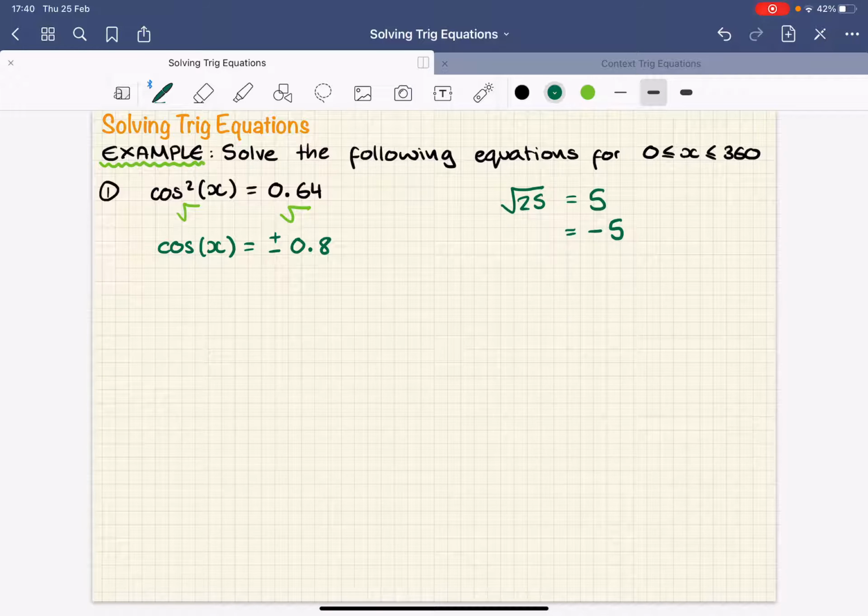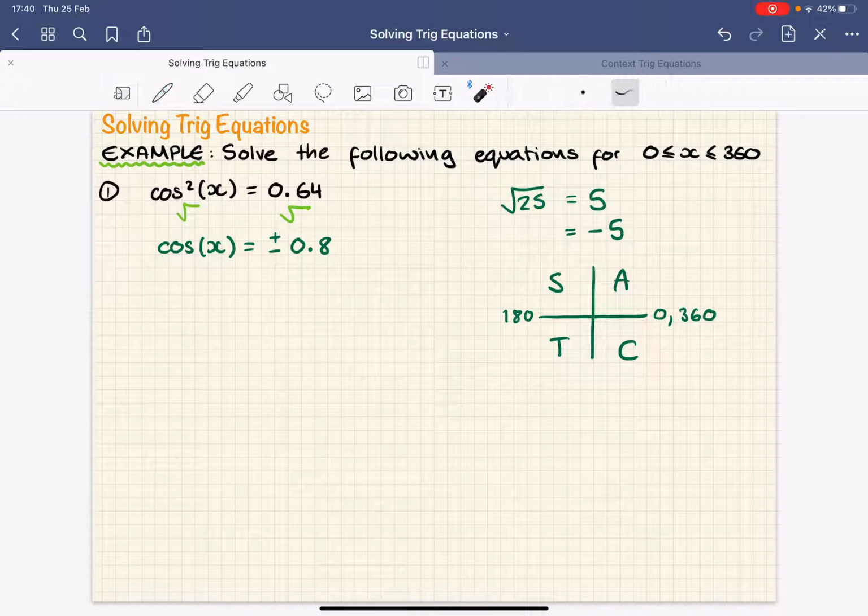Both are correct. So that means when it comes to my CAST diagram, all silly Tom cats, when dealing with the positive aspect of it, it's positive at A and it's positive at C. But when I'm dealing with the negative aspect of it, it's positive at S and it's positive at T. So I'm actually going to use all 4 quadrants here. So I'm going to have 4 answers this time.